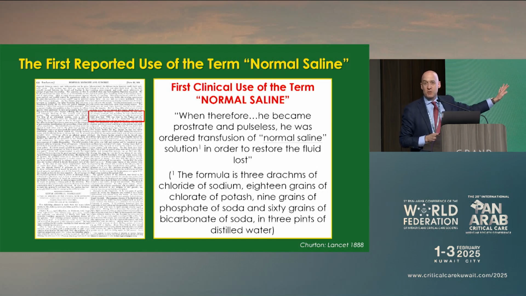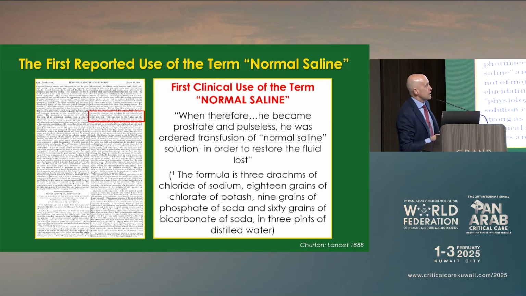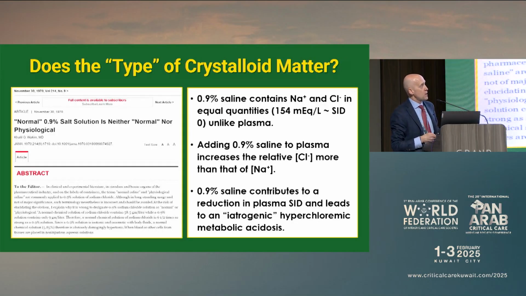This was a balanced solution, not normal saline. Normal saline, as originally defined, was more aligned with today's Plasma-Lyte than it was with 0.9% saline. But clearly, does the type of crystalloid matter? And I think when we think about 0.9% saline, saline contains sodium and chloride in equal quantities. That is not like plasma.